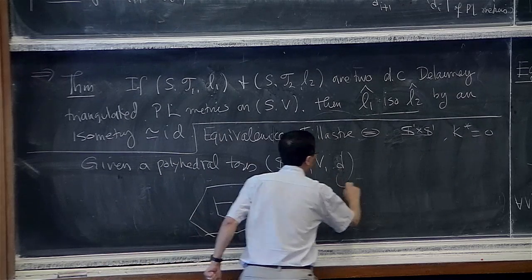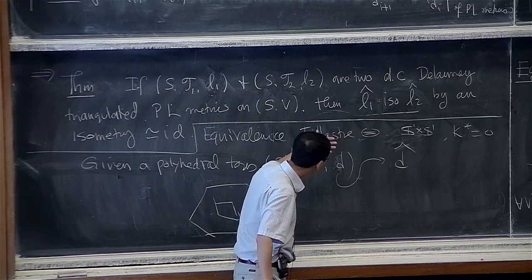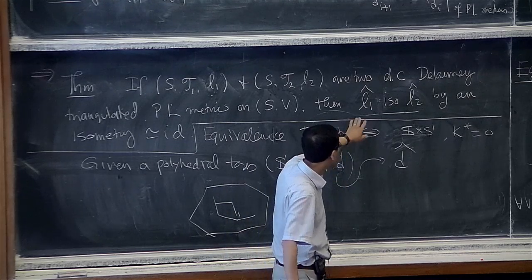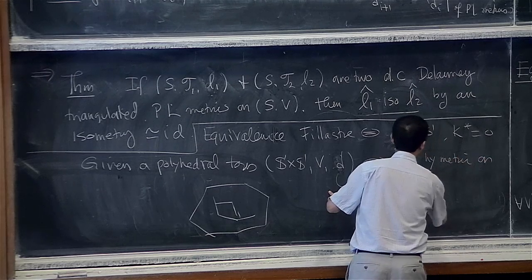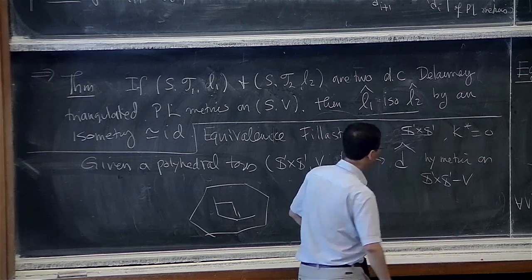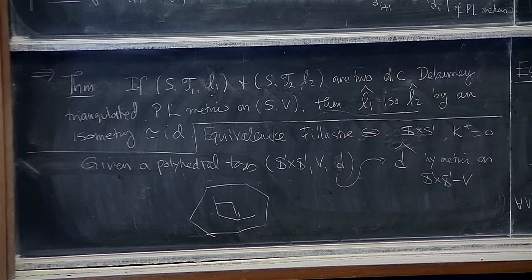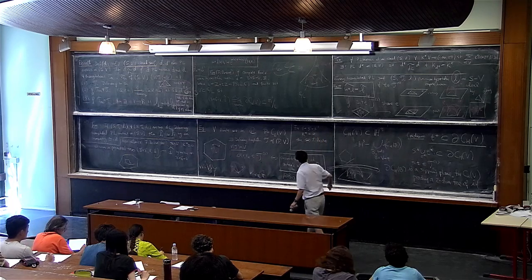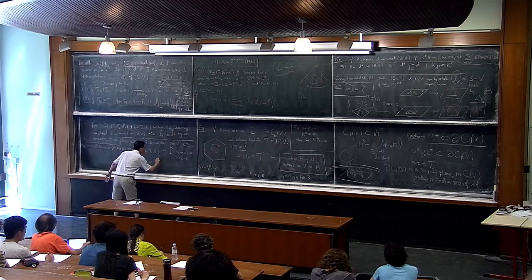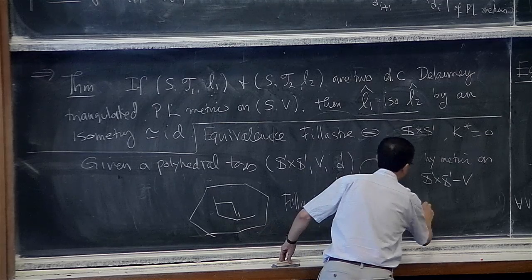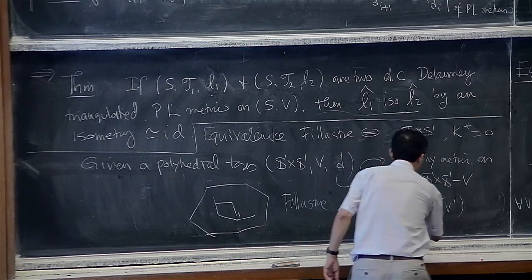And from this, I can now produce a D hat. From the polyhedral metric, you produce the Delaunay triangulation and then associate to the triangulation the hyperbolic metric. And so this is a hyperbolic metric on the torus minus V. It's a finite area complete metric. And so by Philostri, I can now embed it into the hyperbolic space. Philostri will say this D hat is isometric to the boundary of the convex hull of some V prime. So it's isometric.